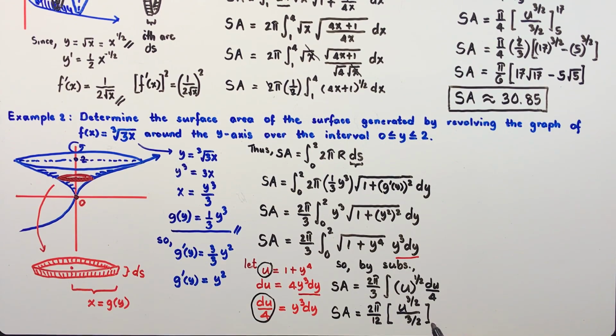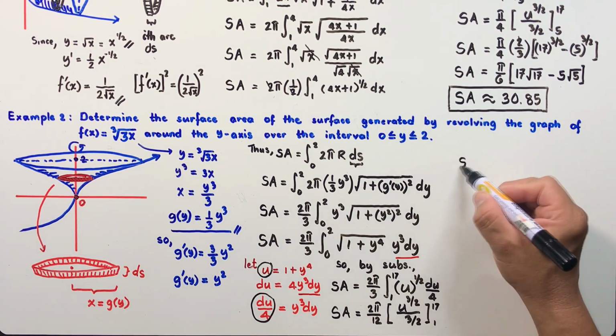And since we are changing the variables from y to u, we will change the limits of integration from y to u. So when y is 0, our u is 1. But when y is 2, 2 to the power of 4 is 16, plus 1, it's 17 here. So this is from 1 to 17. So this is evaluated from 1 to 17.